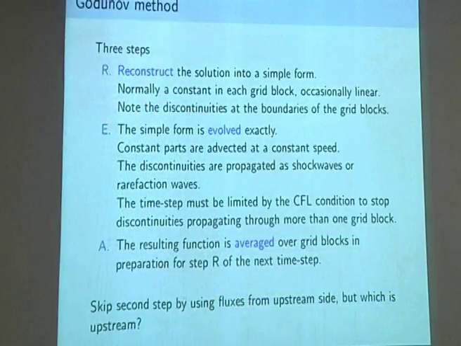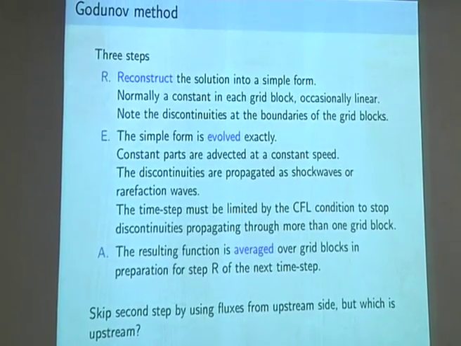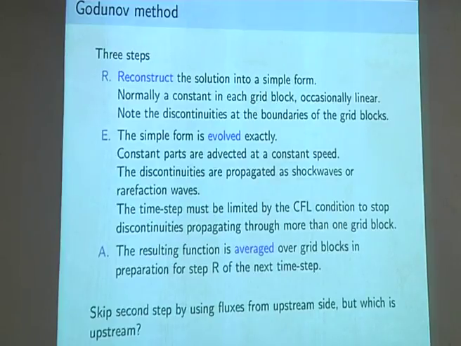Really, because the Russians had such inadequate computers, they developed very good algorithms. So there's the Godunov method that they developed. I'll try and explain it. I've never coded it, and I wouldn't. It has 3 steps, R, E, and A. So R is reconstruction, E is to evolve it, and A is to average it.